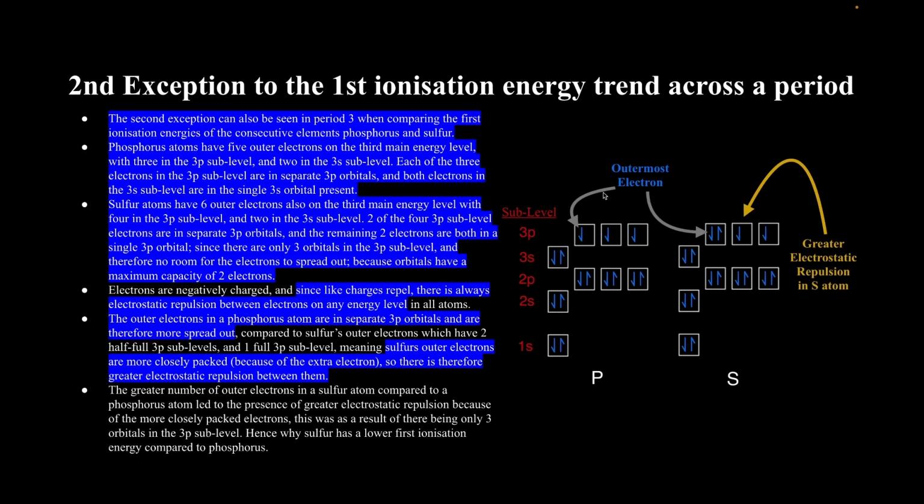And the outermost electron for phosphorus is this one here. The outermost electron for sulfur is this one here, or it could be this one as well, but it has to be on the 3p sublevel. In case you didn't know, these white boxes represent atomic orbitals. Atomic orbitals are volumes of space in which there is a probability of 95% of finding an electron in that region, and it can hold up to a maximum of 2 electrons.